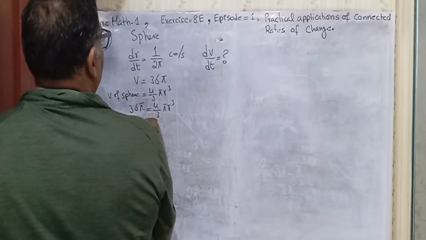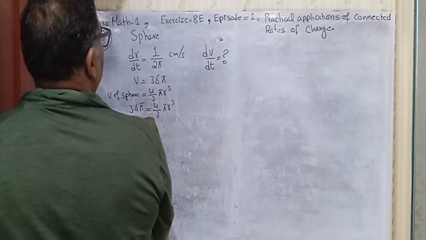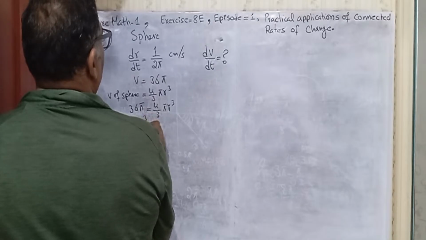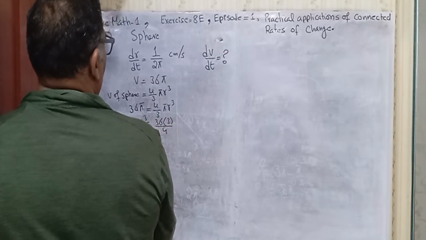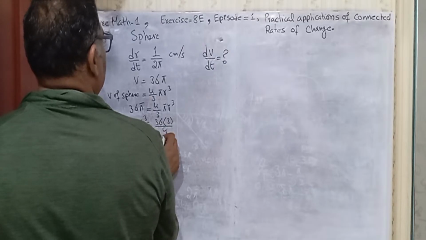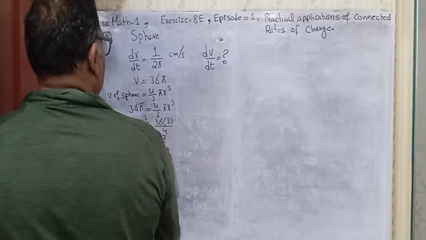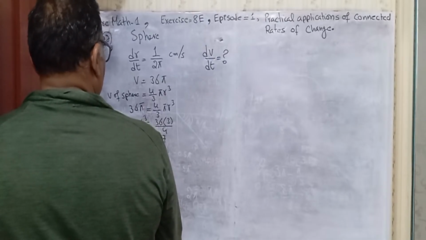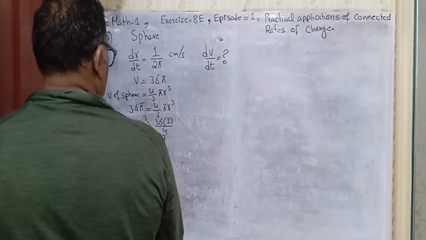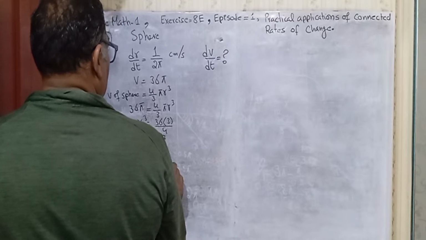Pi will be cancelled. So r cube will be equal to 36 into 3 divided by 4. So r cube will be equal to 27. So r will be equal to 3. So the value of r is 3. Now I know V is equal to 4/3 pi r cube.